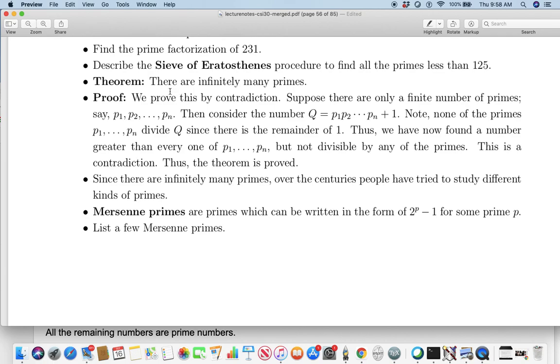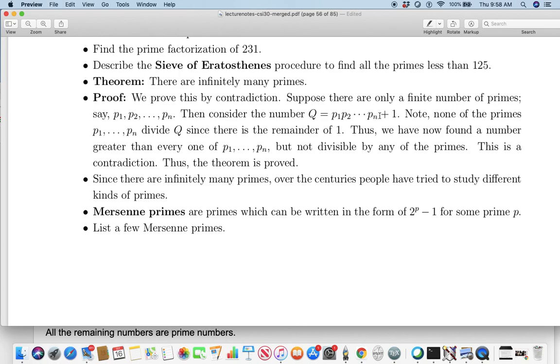Here is a beautiful theorem. There are infinitely many primes. Well, prove this by contradiction. Suppose there are only a finite number of primes, P1 through Pn. Suppose you had only a finite number of primes. Then consider the number Q, the product P1 through Pn, add 1.